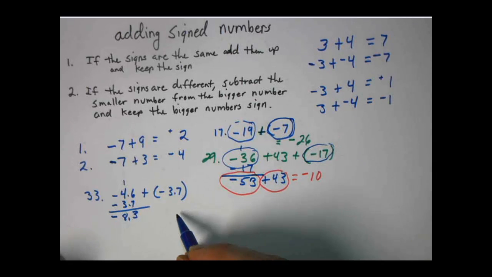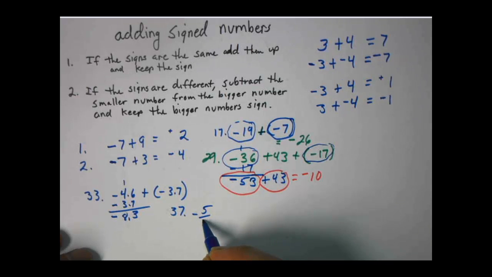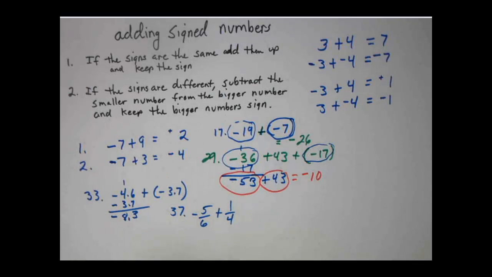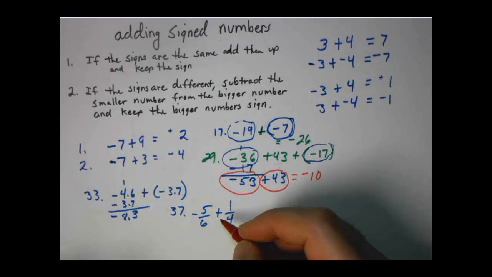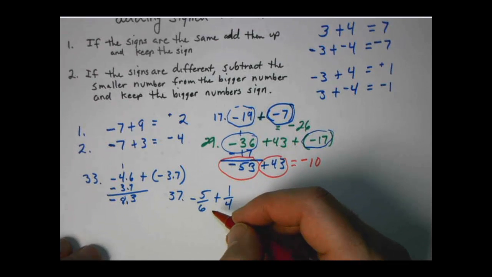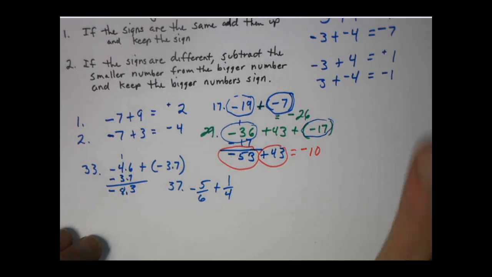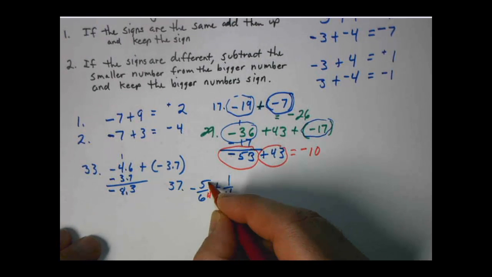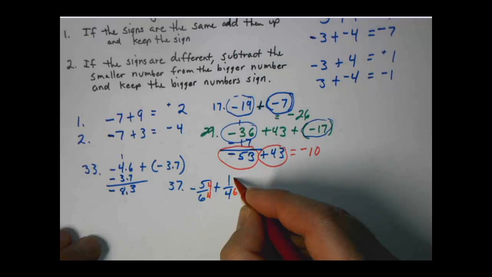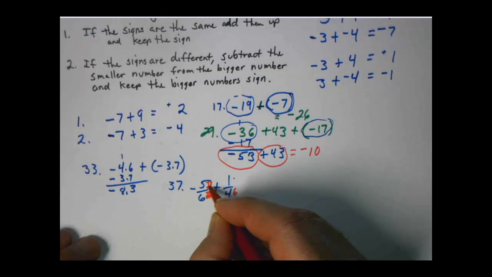What about fractions? Problem number 37. I have -5. Well, what do we have to do when we add or subtract fractions? That's right, we have to get common denominators. So in this particular case, we both have to make them 24. Well, we times this by 4 and this by 6. Actually, we can make them 12. Let's do that.